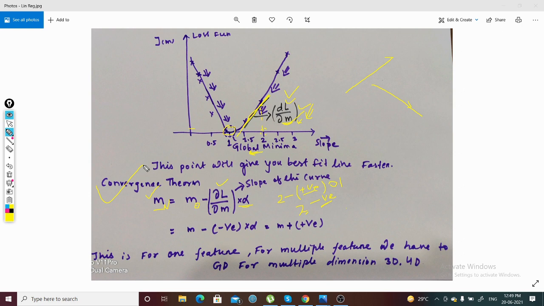What I have shown you is for one feature. For multiple features, we can do gradient descent in multiple dimensions. It is drawn here in a 2D diagram, but we can also do it in a 3D picture, and I can show you 4D on paper too. According to the different features, we can draw different dimensions in order to find the new coefficient value.